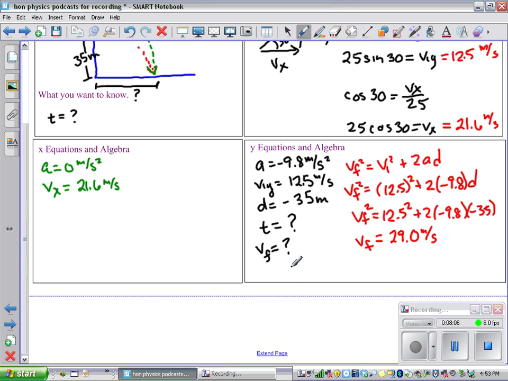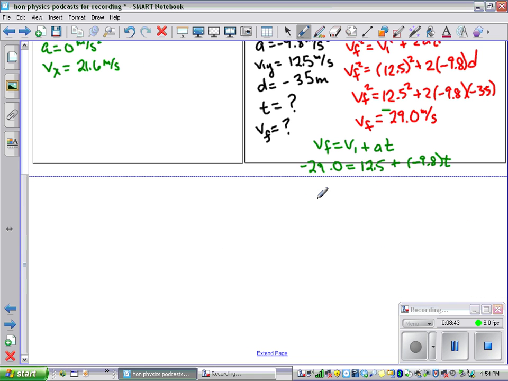Now that we have that, we can substitute it into a much easier equation and solve for time with VF equals VI plus AT. So 29.0 equals, oh, and this will be negative 29.0 because it's going down. But this is positive 12.5 because it's going up. Plus negative 9.8 times t.